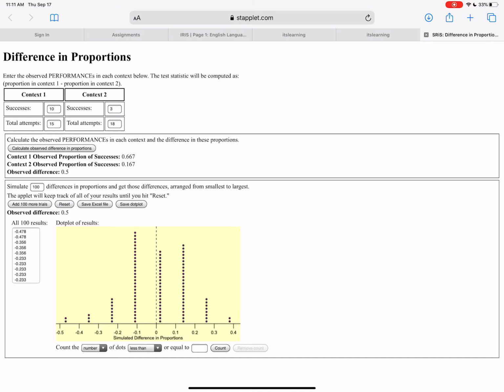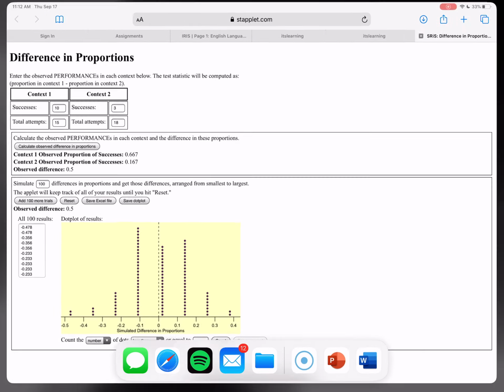So I would find where 0.5 is on my dot plot, and 0.5 isn't even on this dot plot. It's off of the dot plot, giving me this hugely convincing evidence that there is, in fact, a greater ability for girls to memorize short sequences than boys.